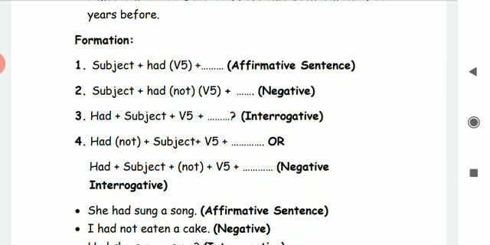Now I is considered to be the subject. Had not is your auxiliary that is used for negation, and eaten is the V5 form of the verb. A cake is the rest of the sentence, and this becomes the negative case: I had not eaten a cake. If you combine both the sentences together, it becomes affirmative plus negative. You will call it assertive sentences.